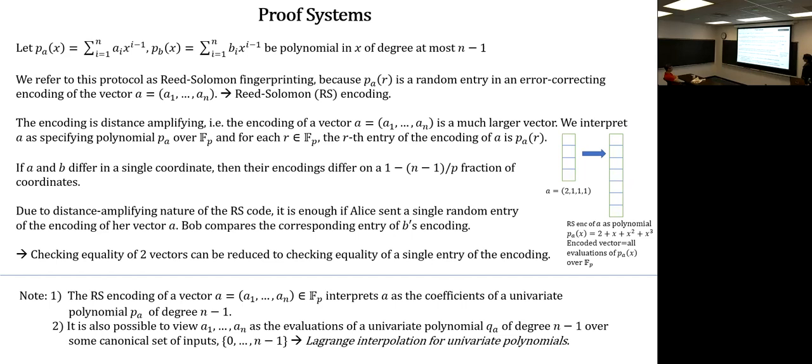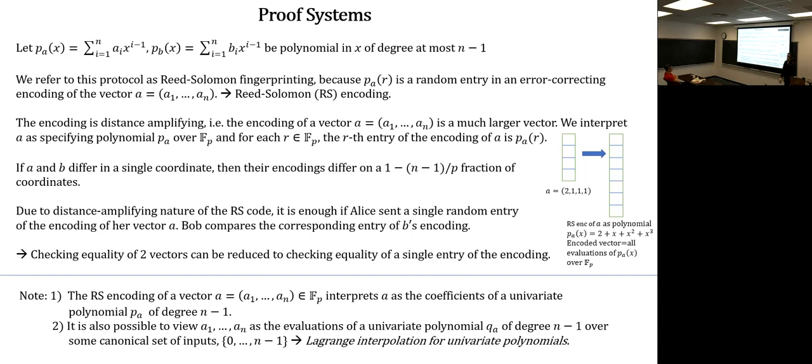The protocol presented on the previous slide between Alice and Bob we can actually refer to as Reed-Solomon fingerprinting, because pA(r) is a random entry in an error-correcting encoding of the vector a of Alice. This is also known as the Reed-Solomon encoding. What is important to know about this encoding system is that the encoding is distance amplifying. So basically, the encoding of a vector A will be a much larger vector.